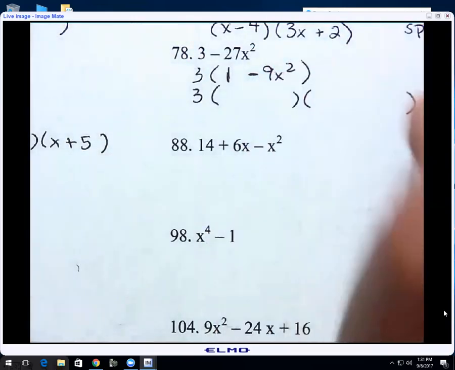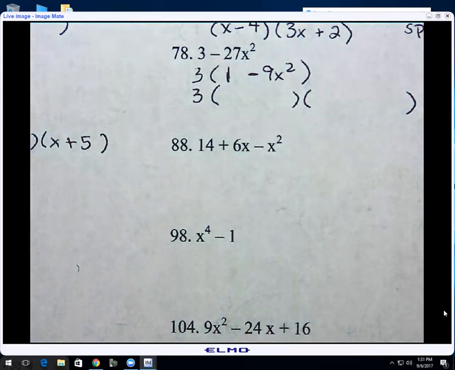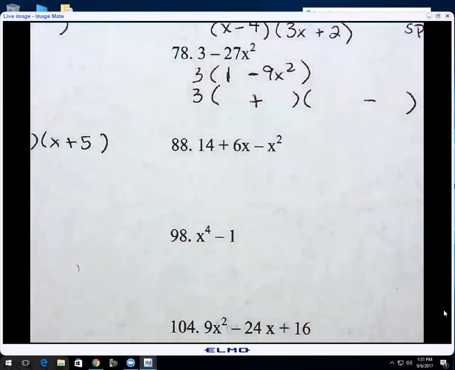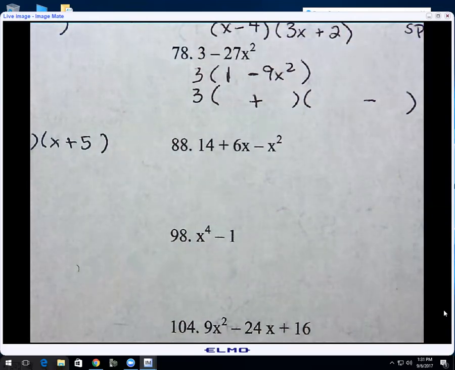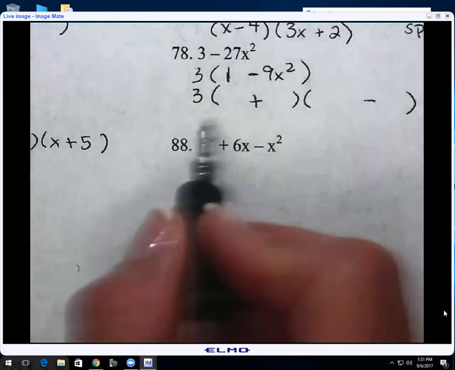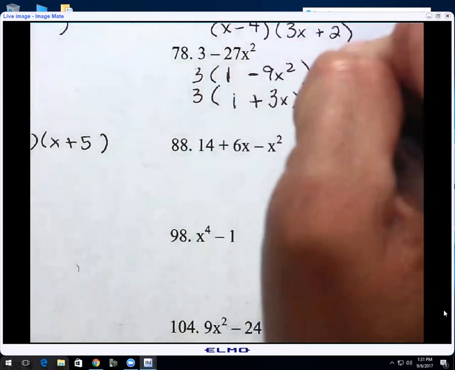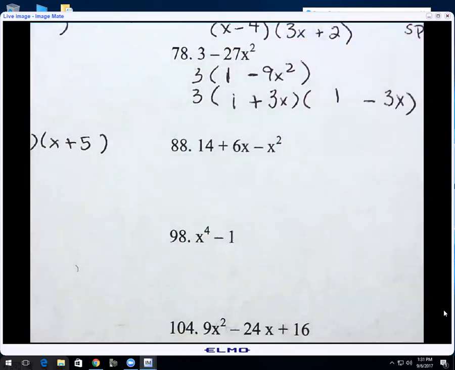And I know how to factor the difference of two squares. I know I have to get two identical binomials, except one has to have a plus and one has to have a minus, so the outer and the inner terms cancel. What are the two factors that multiply back together to give you 1 minus 9x squared? What's the answer is what I'm asking. 1 and 3x. 1 plus 3x, 1 minus 3x.